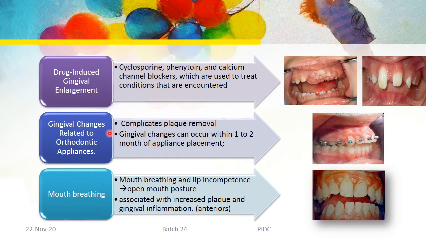And next, coming on to gingival changes related to orthodontic appliances. This complicates plaque removal. We ourselves as adults, if we have brackets or braces, find it difficult to clean those areas. So just imagine children, and therefore be a little cautious when you are applying the brackets and bands to children. Gingival changes can occur within 1 to 2 months of appliance placement, and therefore it is important to educate the parents. Next, coming on to mouth breathing.